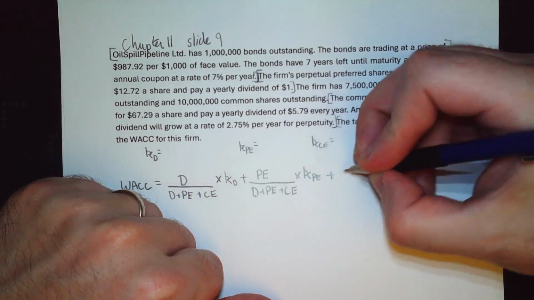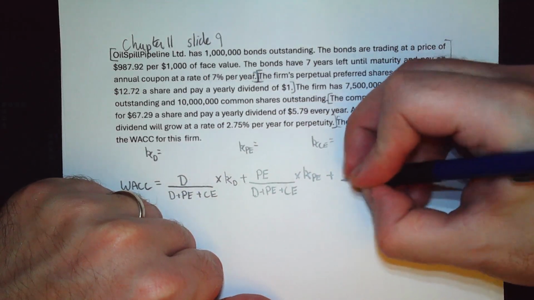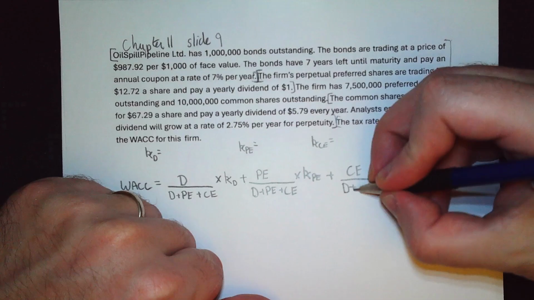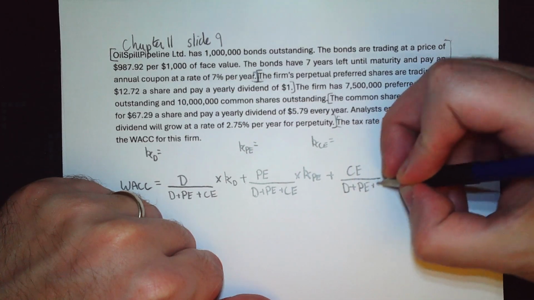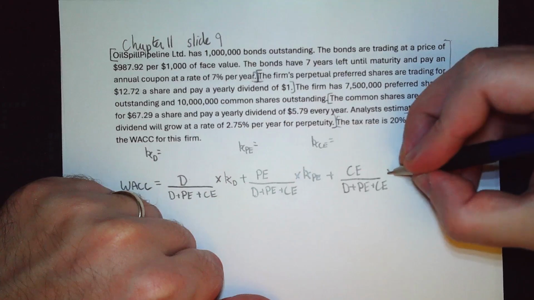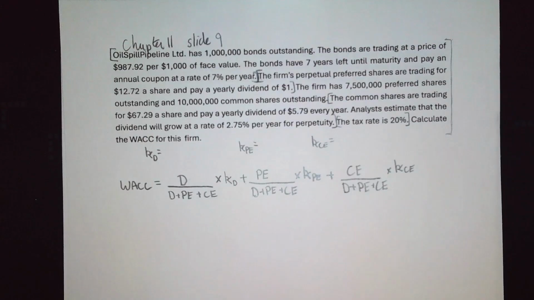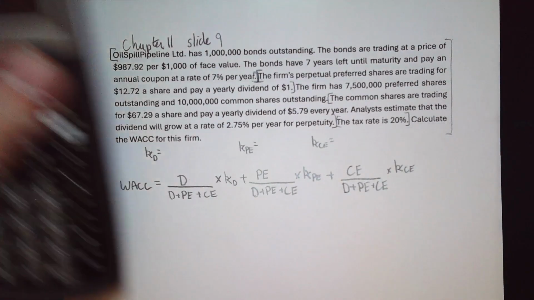And then I also need to do this for the common equity of the firm. So I take the market value of the common equity divided by the market value of the firm, and I multiply this by the required return on the common equity of the firm.